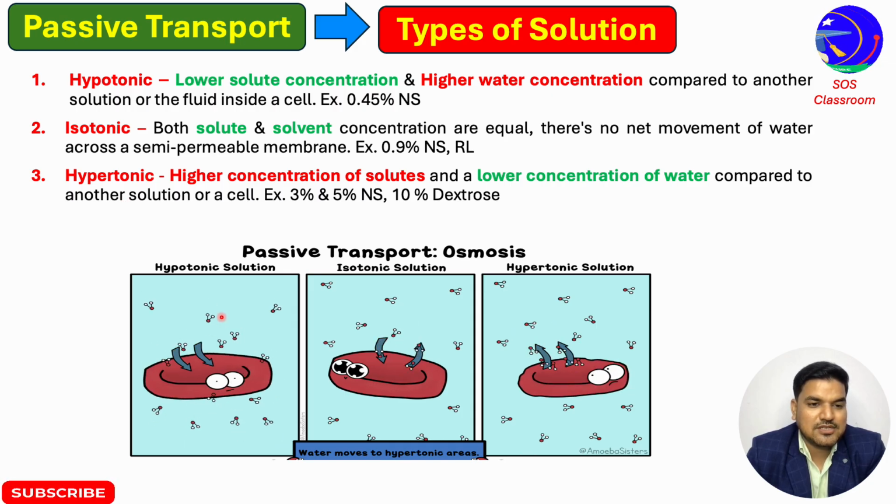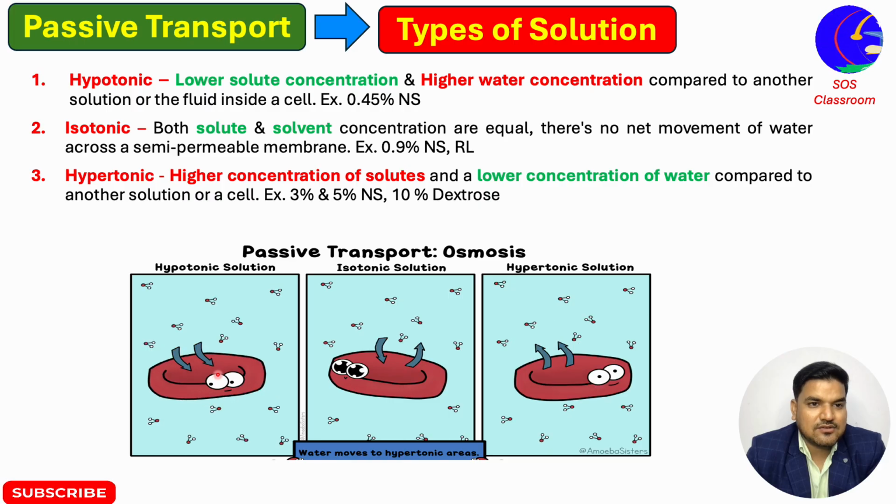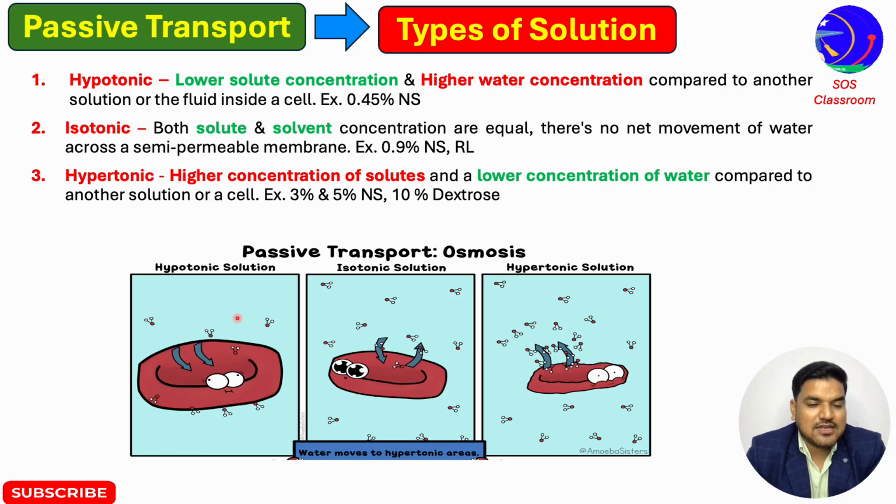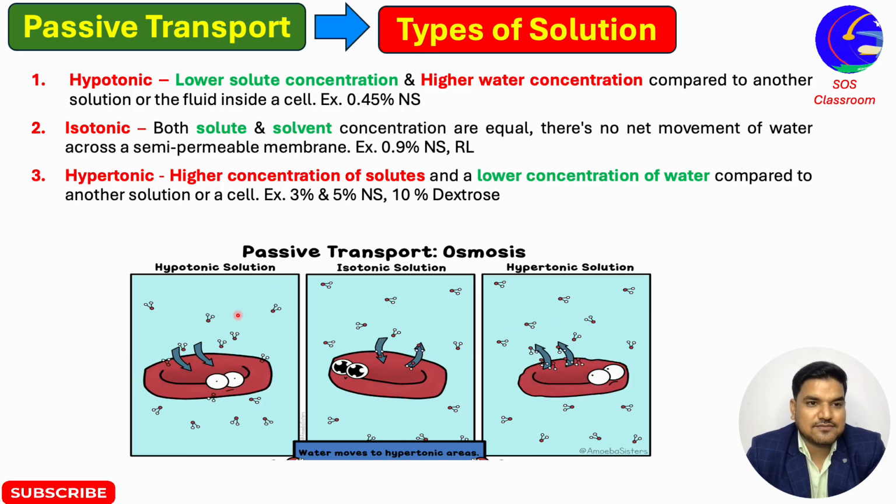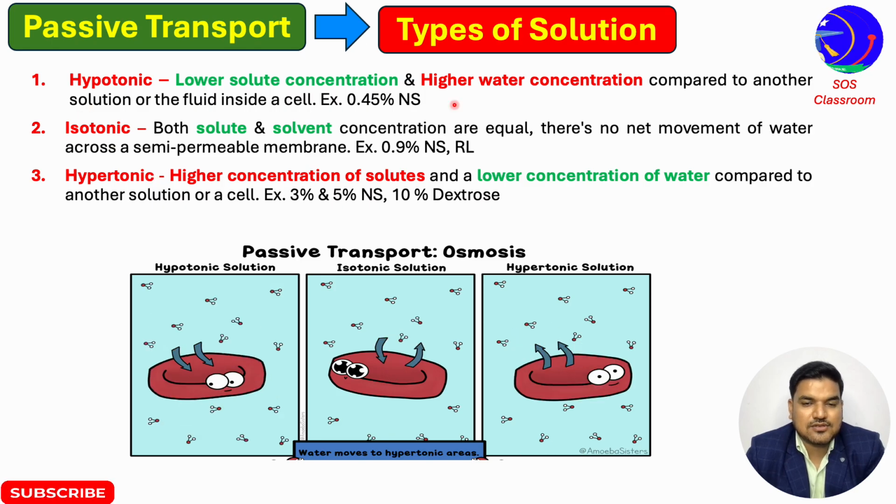You can see this is the hypotonic solution. So hypotonic solution means decreased solute molecules and increased solvent. Next is the isotonic solution.